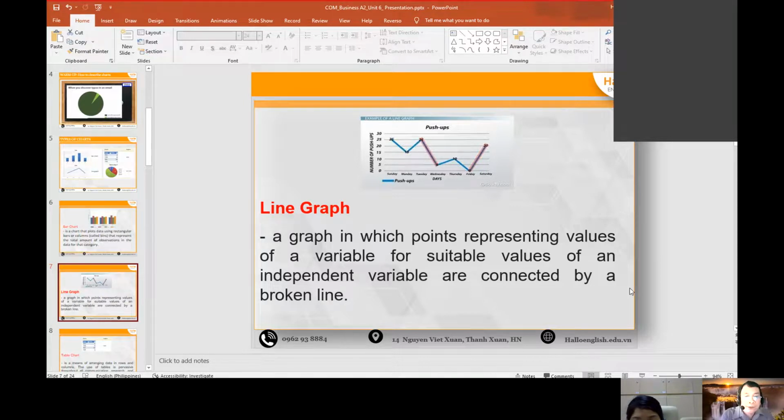Variable, for suitable values of an independent variable, are connected by a broken line. So as you can see in here, lines, right? Let's say, for example, it starts from there, and then it goes down, and then it goes up, and then it goes down again, down, and up, then goes up, goes down, and up.